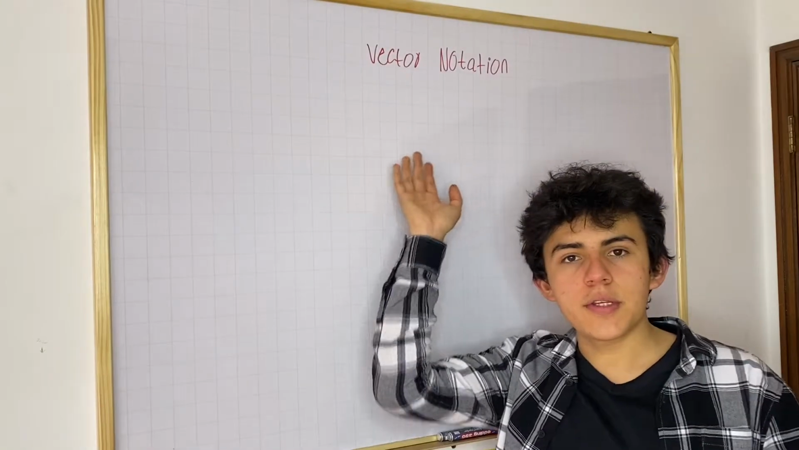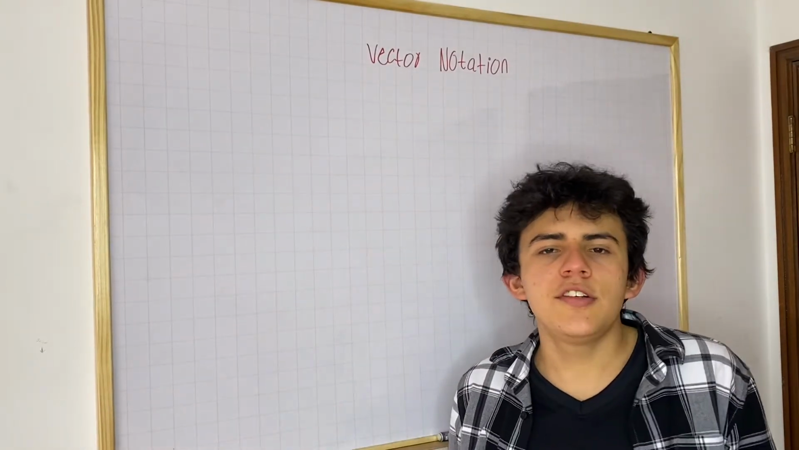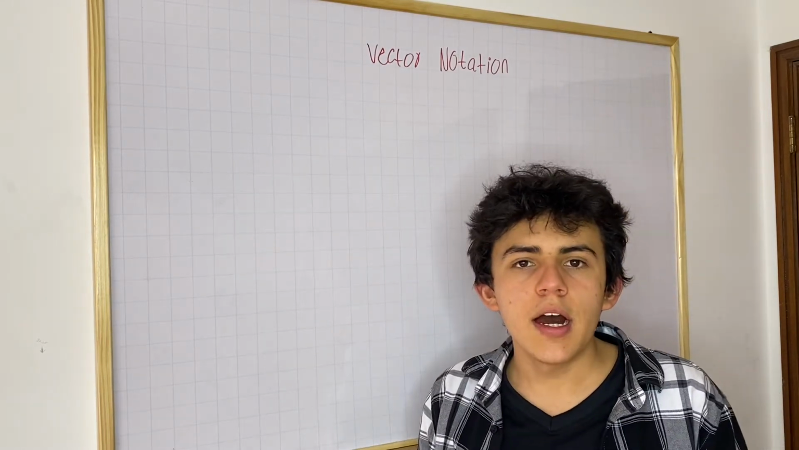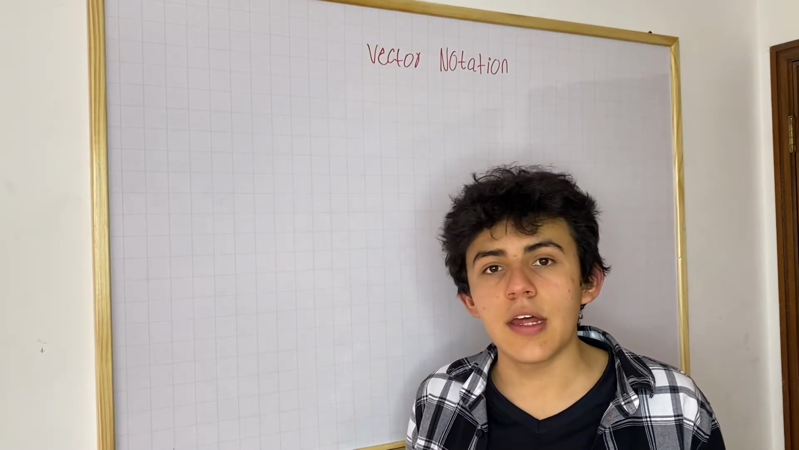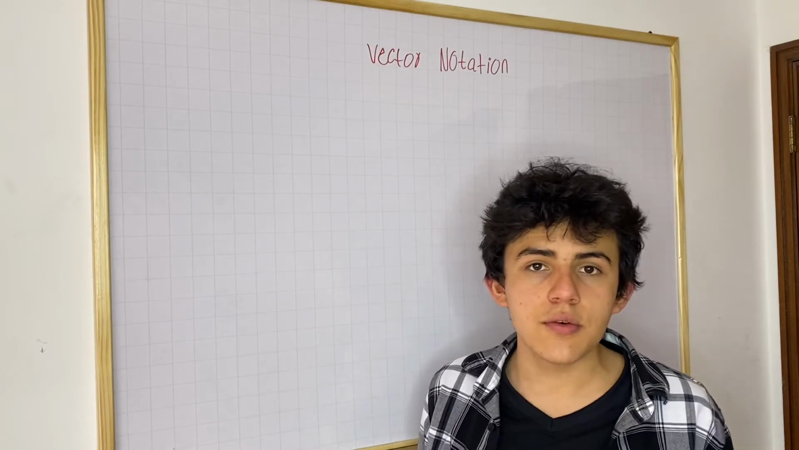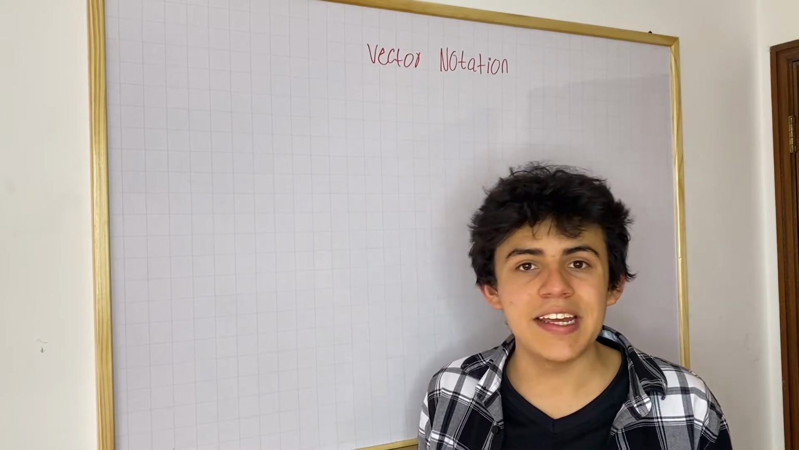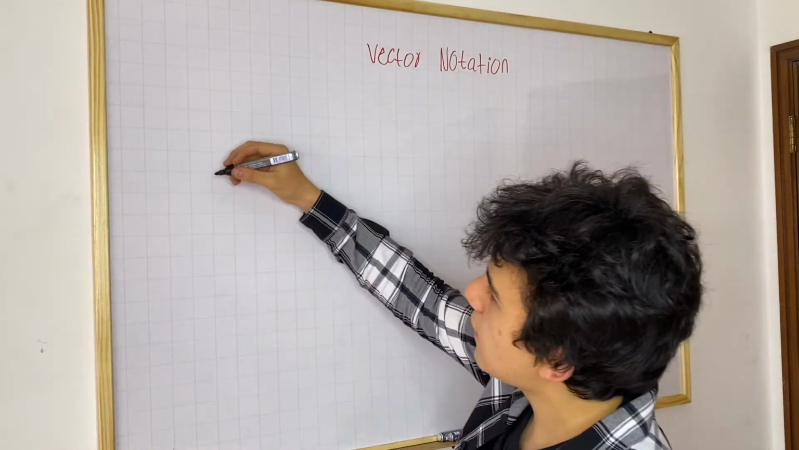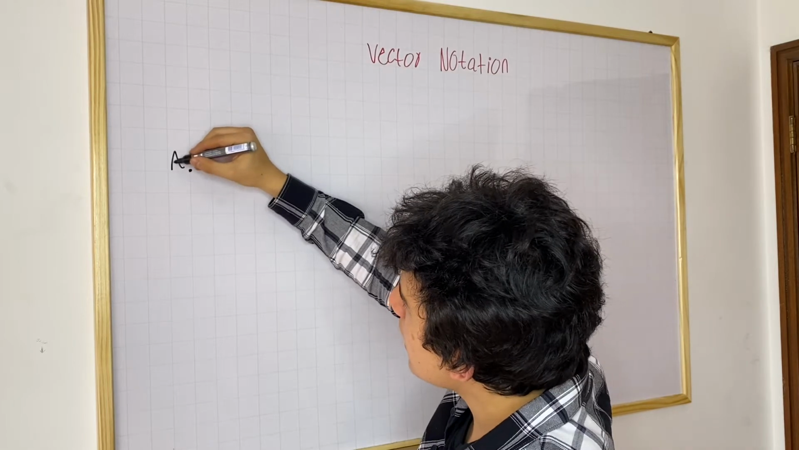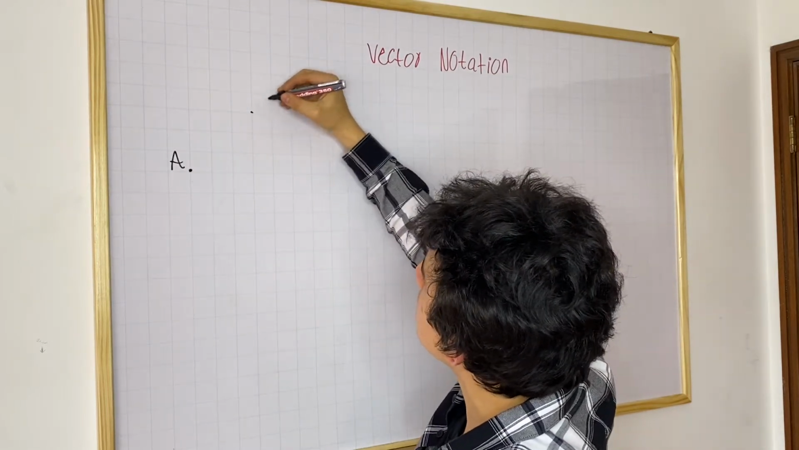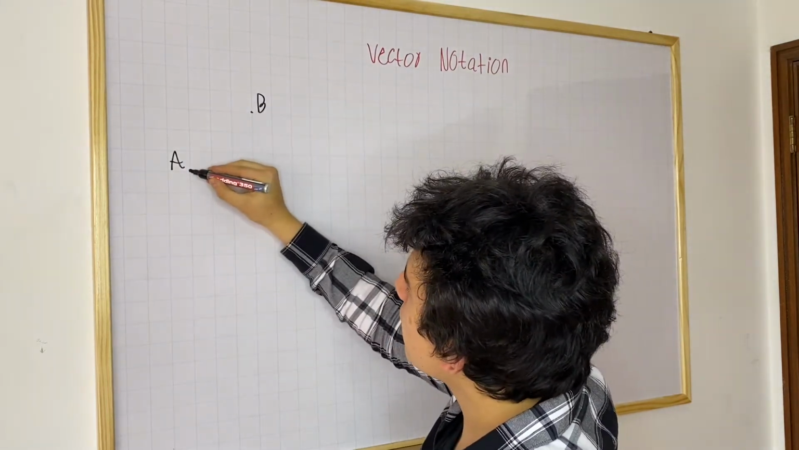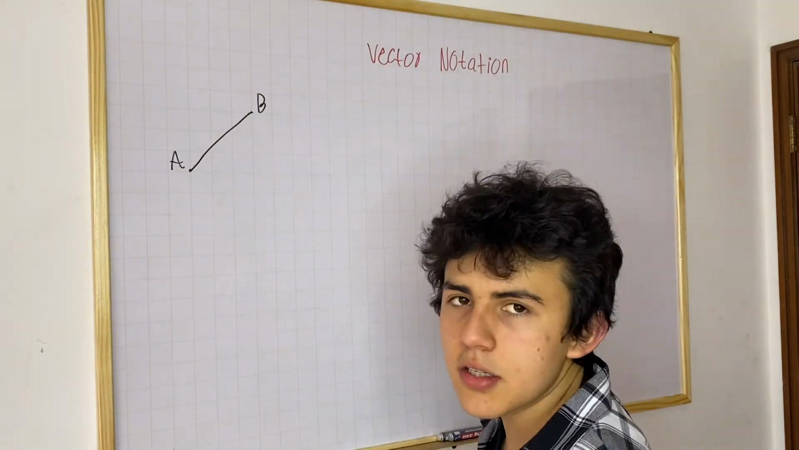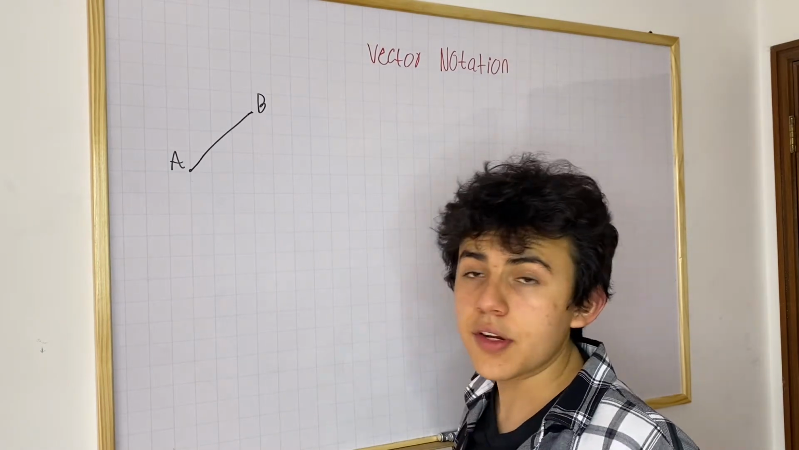So now, vector notation. This is pretty simple. It's just how we write a vector in physics. A vector is a quantity that, in order to fully describe it, we need to specify its magnitude and its direction. Let's suppose we have a point A in here, and a point B up here. If we have a vector between these 2 points, maybe this could be distance, displacement, or velocity, for example.